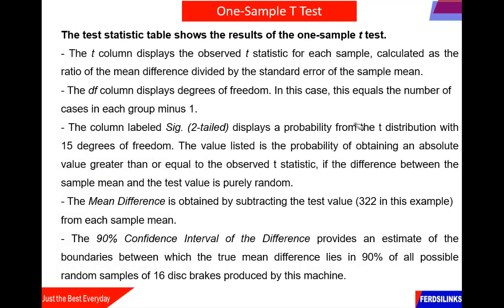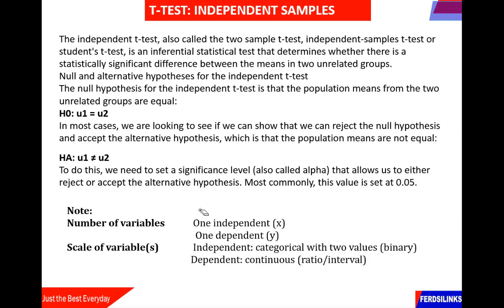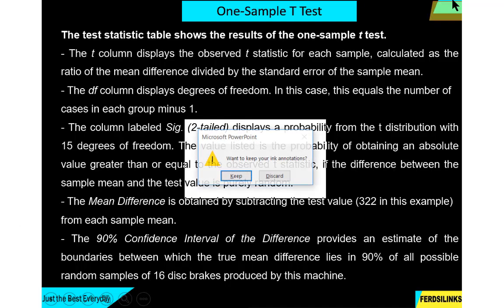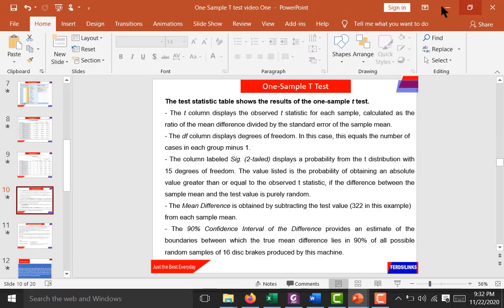And so just as a quick review, we say that the T column displays the observed T statistics for each sample, calculated as a ratio of the mean difference divided by the standard error. The degree of freedom helps us to know the number of cases, and is equal to n-1. We have the column, which is 15 degrees of freedom. The mean difference for the machine is obtained, and we calculate with our 95% confidence interval. So thank you, and we show you now the practical example using data that we have.